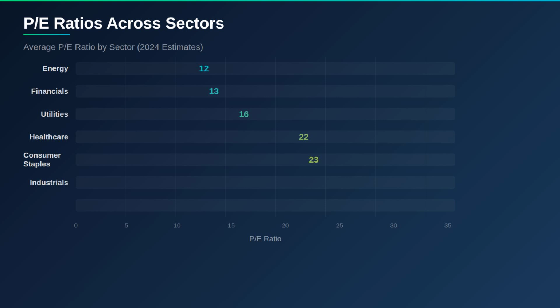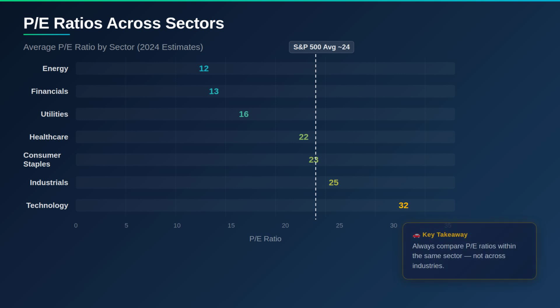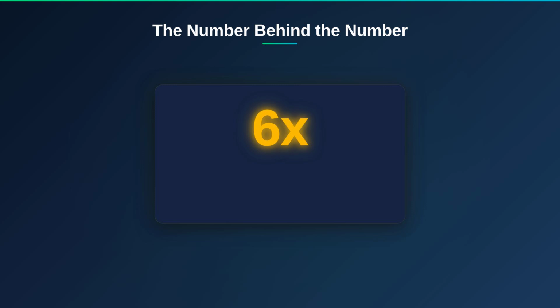Look at how differently PE ratios vary by sector. Technology companies often trade at PE ratios above 30 because investors expect rapid future growth. Financials and energy companies tend to have lower PE ratios, not because they're worse businesses, but because their earnings are more predictable and growth is steadier. Healthcare sits in the middle. This is why comparing Apple's PE to a bank's PE is like comparing a sports car to a pickup truck. Both are vehicles, but built for completely different purposes. Always compare apples to apples.